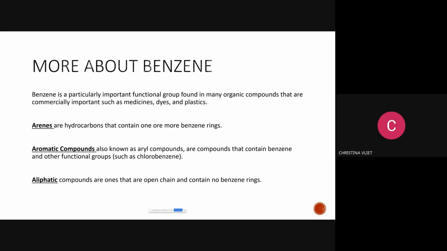So we use it, or derivatives of it, for so much. We use derivatives of benzene for medicine, or dyes like food coloring. Many plastics do use benzenes in them, and it's not necessarily cancer causing when it's part of other compounds. It's just the pure benzene itself. Anyways, it has so many important usages, and you're going to see those usages later on in this unit.